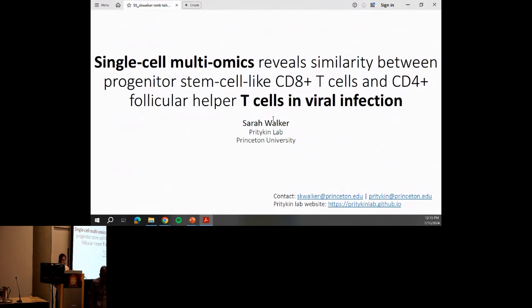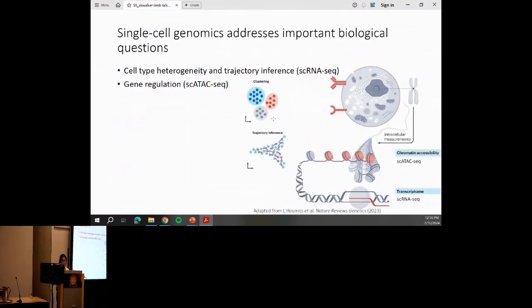I'm excited to be talking about some ongoing work to use multi-omics single-cell data to understand T-cell regulation in viral infection. So we all know that single-cell technologies have been really useful for understanding biology in new ways. We generally use single-cell RNA-seq to understand cell type heterogeneity as well as trajectories between different cell states. And we also use single-cell ATAC-seq for understanding the regulation of gene expression.